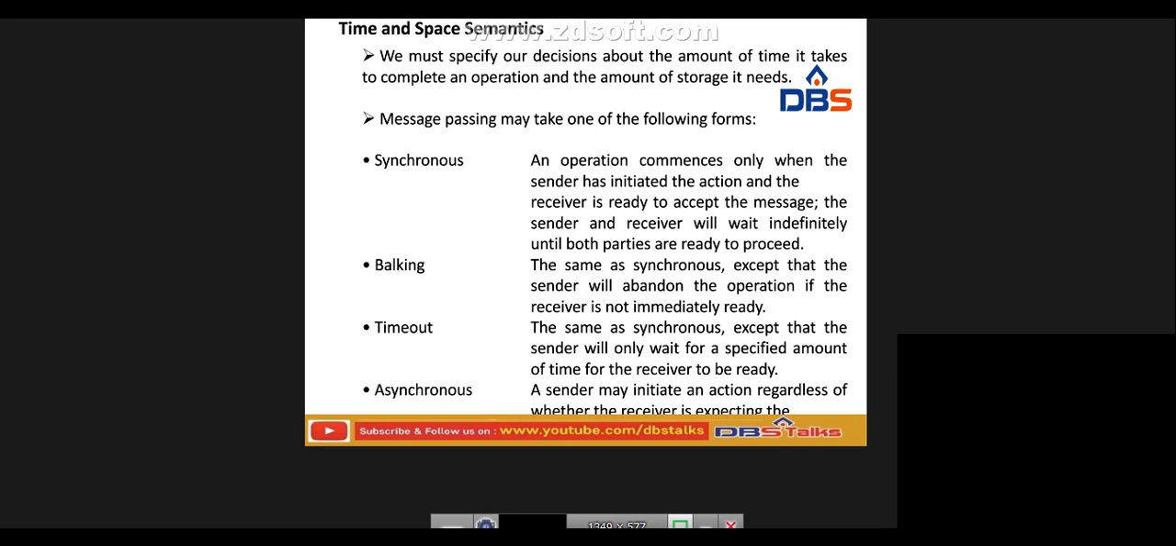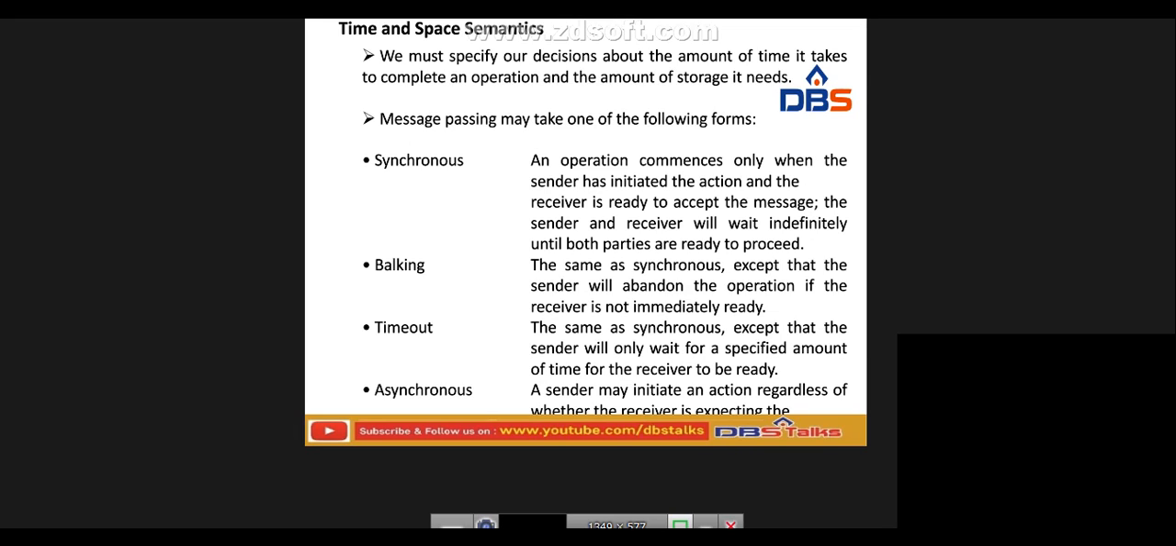So what is synchronous? An operation comes only when the sender has initiated the action and the receiver is ready to accept the message. So whenever the sender initiates the particular message, the receiver is ready to accept that message. It is called synchronous. The sender and receiver will wait indefinitely until both parties are ready to proceed. This is called synchronous.